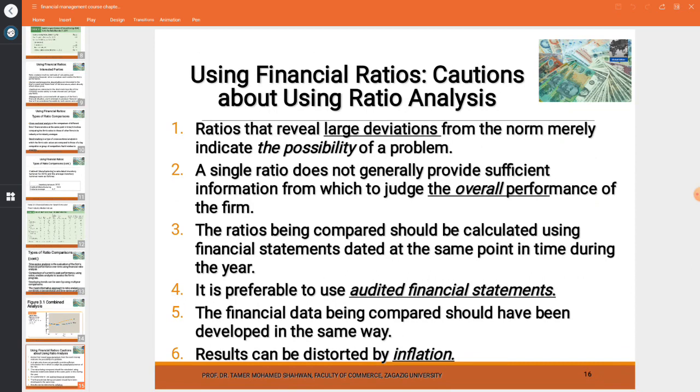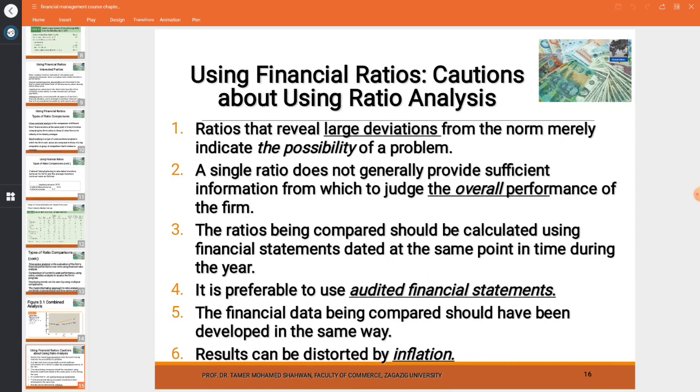Number one, ratios that reveal a large deviation from the norm, in most cases reflect a possibility of a problem. But you must be careful. That is, when you calculate a ratio and compare it with another ratio and you find a big gap, a big difference, you must be careful, because maybe you are facing some error or some problem.